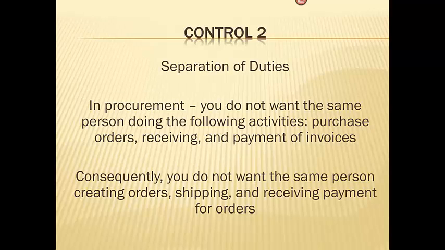But you can also see this in other places. For example, in procurement, you don't want the same person creating the purchase order, receiving the product, and paying the bill. At the very least, you need that separated into 2 people, and it's better being 3 people. And in really large companies, this is often 3 different departments, which makes separation of duties pretty cool. Consequently, you do not want the same person creating an order, shipping the product, and receiving payment for those orders.